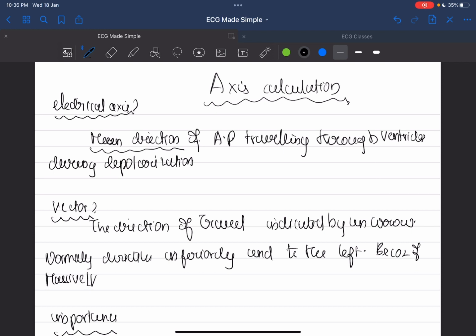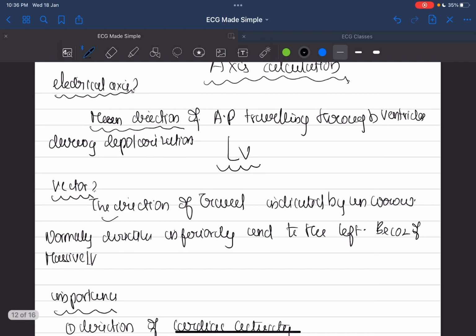We have to know that the left ventricle, LV, has a much greater muscle mass than the right ventricle. So the electrical activity travels from the right ventricle into the left ventricle. The mean direction of travel of the action potential through the ventricles during every depolarization is called the electrical axis. The vector is the direction of travel indicated by an arrow. Normally the vector is directed inferiorly towards the left. As I said earlier, this is because of the LV mass: the LV predominates over the other chambers, so it goes this way.